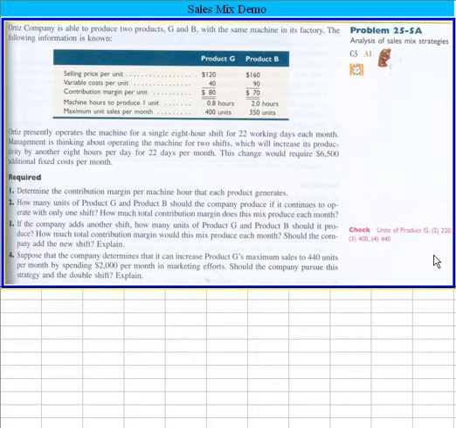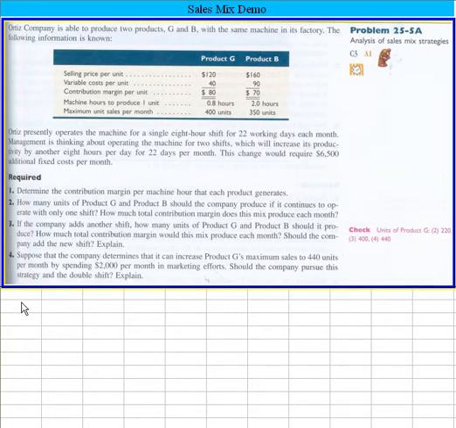And then on the second requirement, we will answer the question: how many units of product G and product B should the company produce if it continues to operate with only one shift, and how much total contribution margin does this product mix produce?